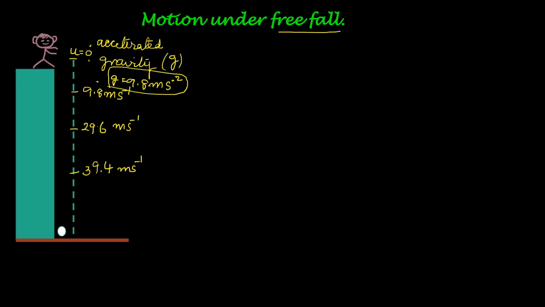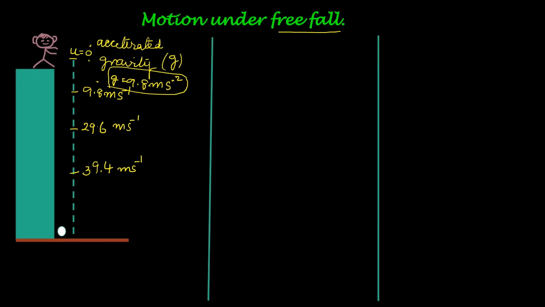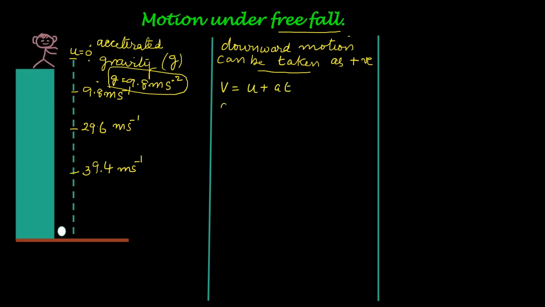In order to study motion under free fall, we have to slightly modify the equations of motion. We will see that. The downward motion of the object can be taken as positive or it may be taken as negative. First, we will consider motion of the object in the downward direction as positive. Acceleration of the body is equal to positive g. Then the first equation, v is equal to u plus at, becomes v is equal to u plus gt.